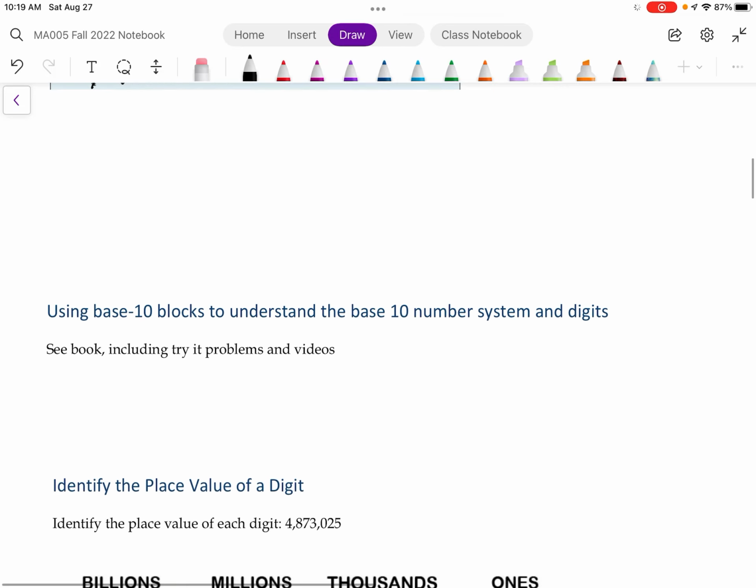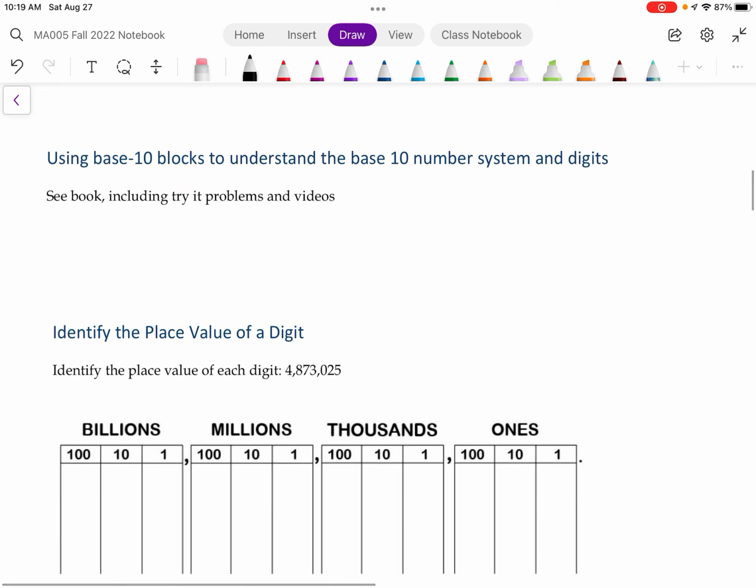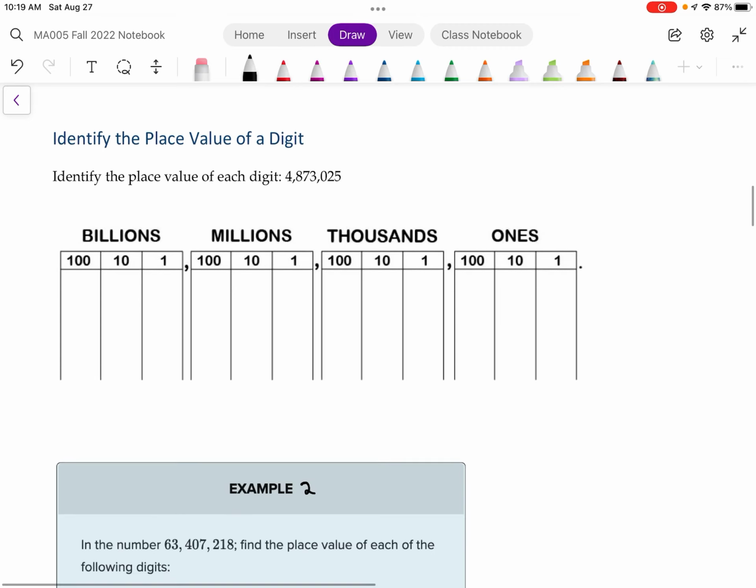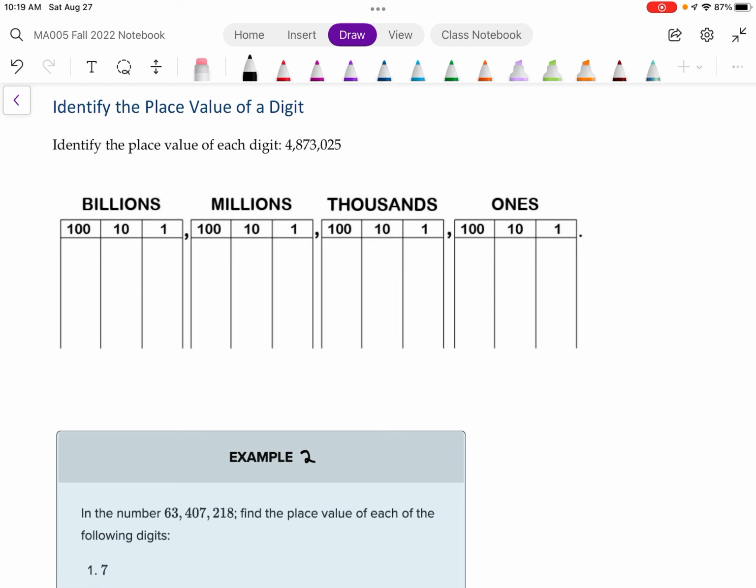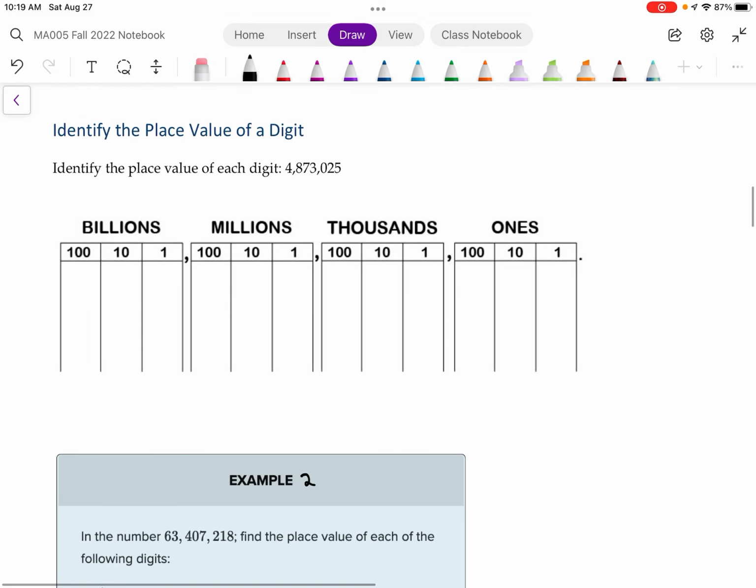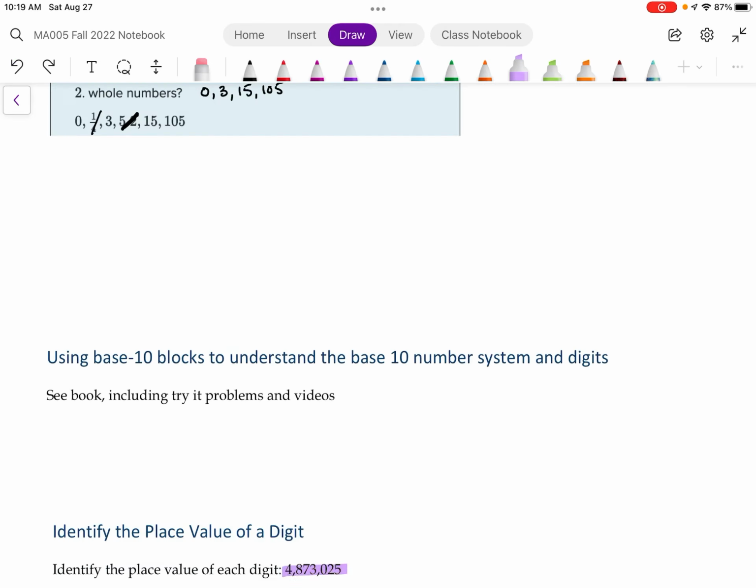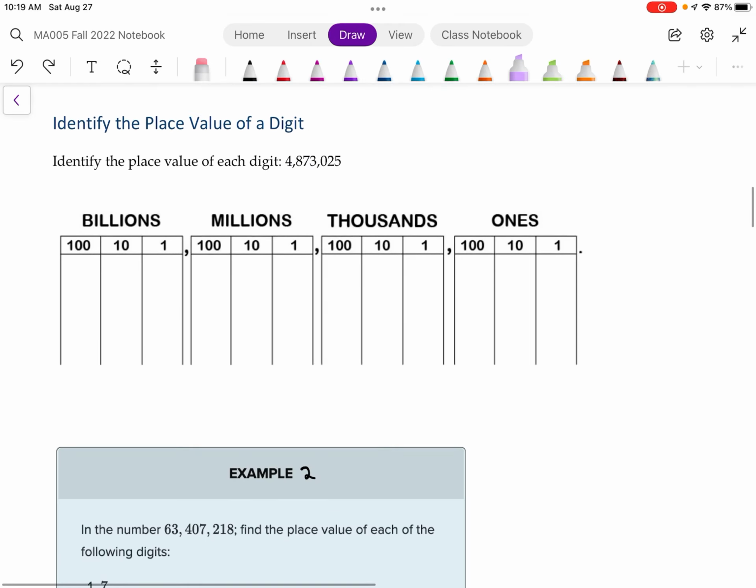Okay, so like I said, using base 10 blocks to understand the base 10 number system and digits, please do see the book. There's some great try-it problems, and there's some good videos within the book that will teach you how to use base 10 blocks and to understand the base 10 number system. But we're going to jump right into identifying the place values of a digit, which you need to know how to do for this course. So we're going to start with this number given right here.